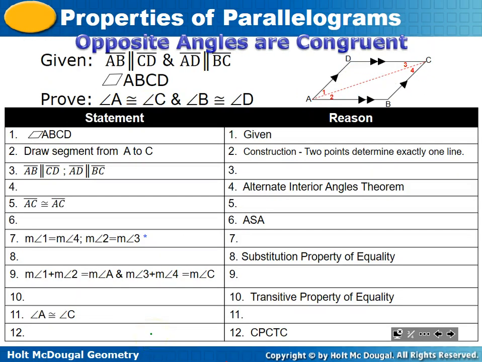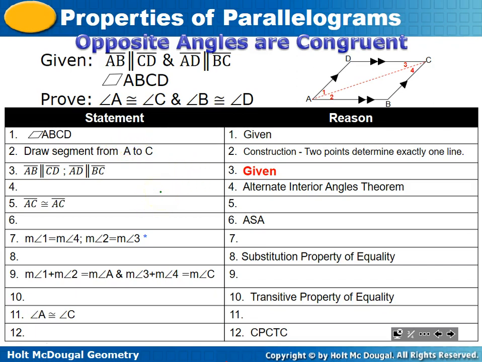For the second one, we're going to prove that opposite angles are congruent on this one. And again, we have a parallelogram. We have this quadrilateral ABCD, and we have the opposite sides are parallel. We're going to draw the segment from A to C. So this piece of information here, AB is parallel to CD and AD is parallel to BC, is given. That piece of information was right up here under our given statements, as was the fact that this is a quadrilateral.